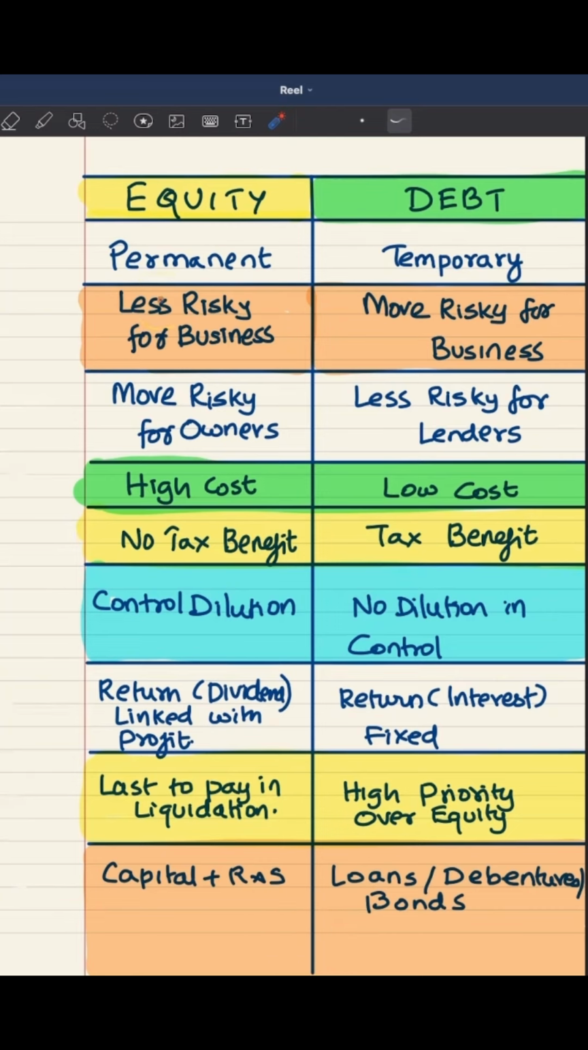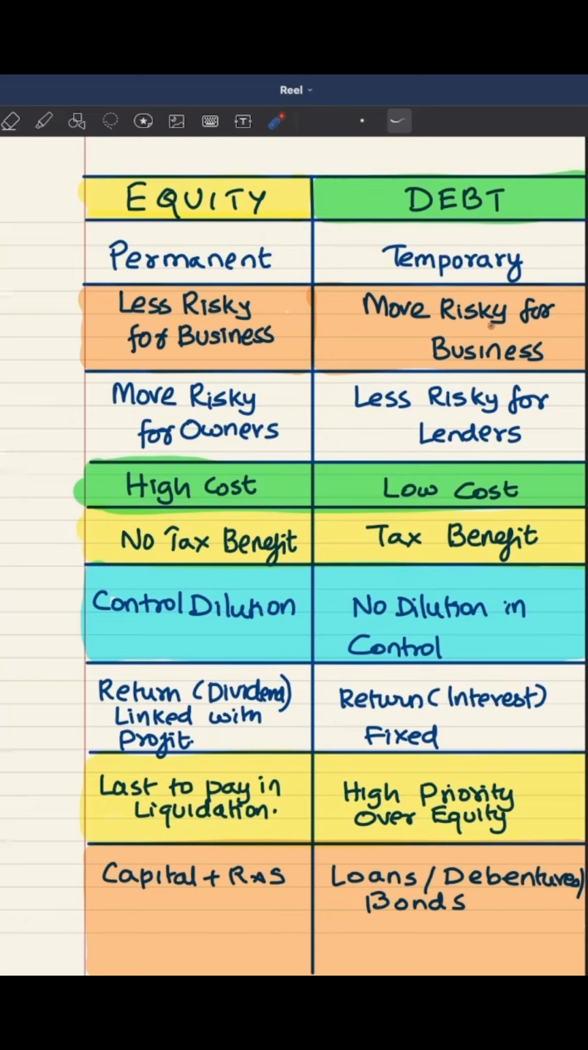Number 2. Equity is considered less risky for the business because there is no compulsion to pay interest or return. Only when the business makes profit are they going to pay that. So in that angle, it is less risky. But debt is considered more risky for the business because it is going to attract financial risk. Whether a business makes profit or suffers loss, the cost of the debt has to be met. So in that angle, it is more risky.